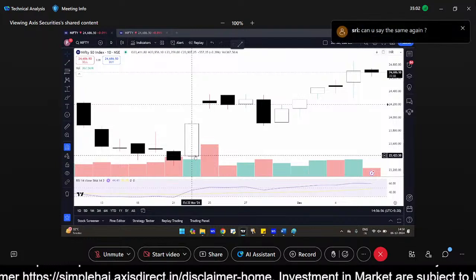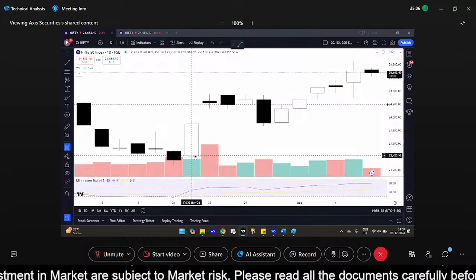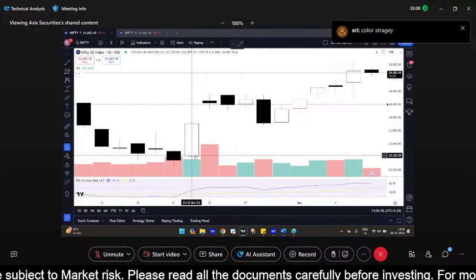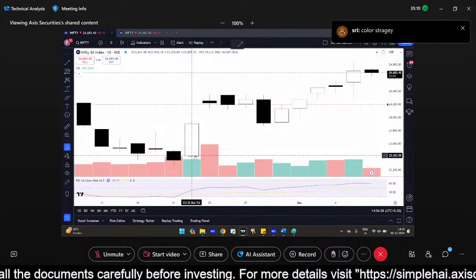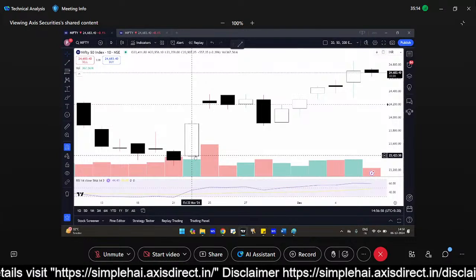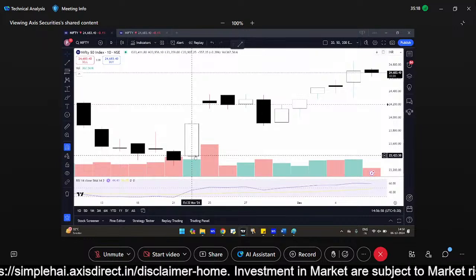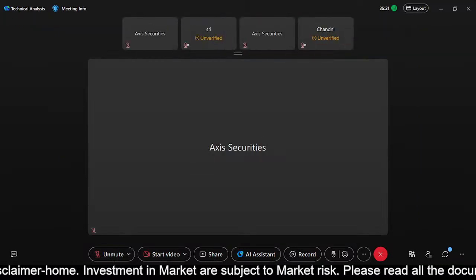Okay, so let us take for example 28th का, correct? Now if you have access to the charts, just stay with me. So on the 28th अगर आप देखोगे, look at the point where the market opened and look at the point where the market closed. Just a minute.